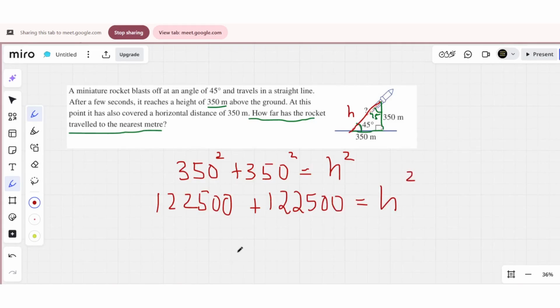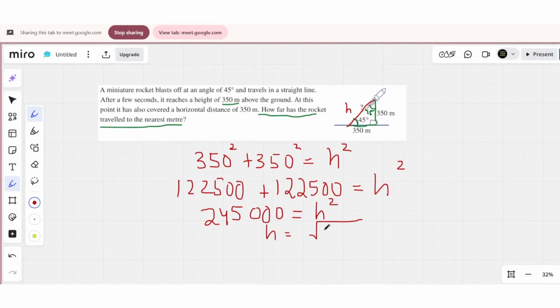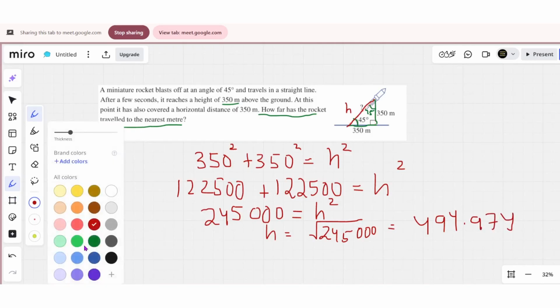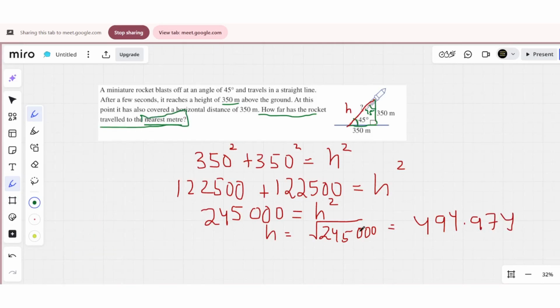Now if we add them, we get 245,000 equals the hypotenuse square. We will take the root of it, which will give us the answer 494.974. But what they are saying is to give the answer to the nearest meter. So we will take it as 495. So we'll say it has covered 495 meters. That's your answer.